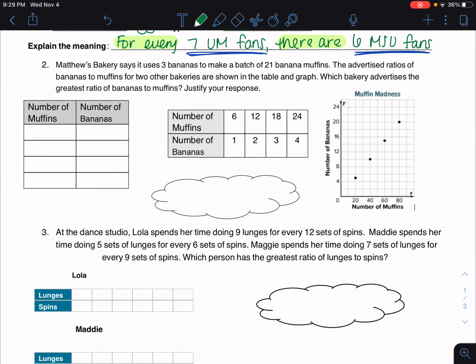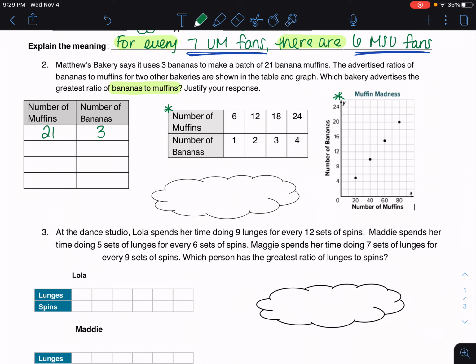Number 2 says Matthew's Bakery says it uses 3 bananas to make a batch of 21 banana muffins. So I've got 21 banana muffins with 3 bananas. The advertised ratios of bananas to muffins for 2 other bakeries are shown in the table. So that's this table, and then the graph over here. Which bakery advertises the greatest ratio of bananas to muffins?